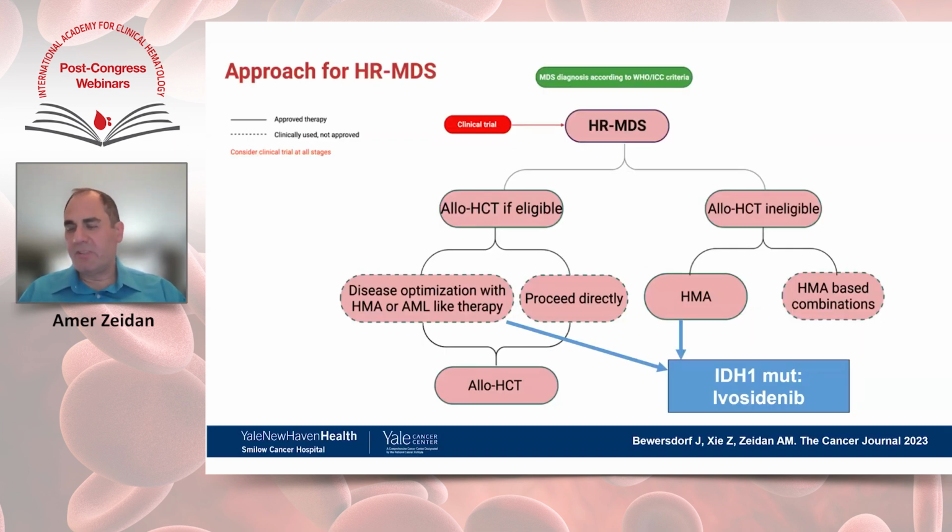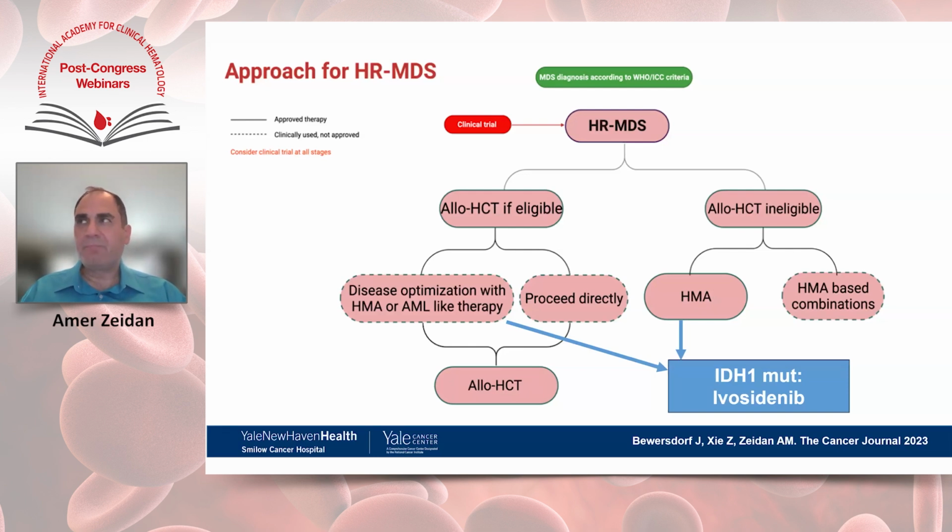So now that we have finished lower risk MDS, I'm going to move to higher risk MDS. In higher risk MDS, the treatment paradigm I'm going to show you here really has not changed in any significant way over the last 20 years. Hypomethylating agents continue to be the standard of care in patients who cannot go to transplant. But transplant is the only way to cure these patients, and we always think about transplant. But because they are older, they have comorbidities, many patients cannot proceed to transplant.